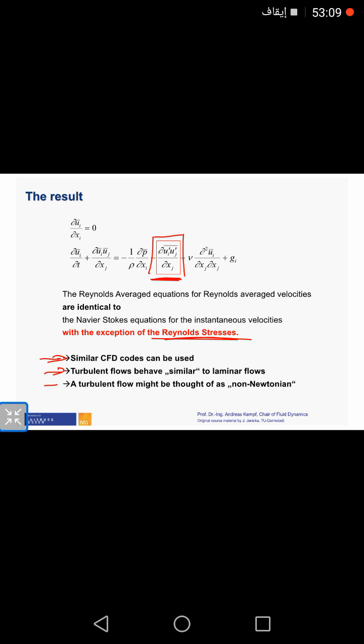In a way, you see that here we have an additional stress. This is a stress term, and here's an additional one. So our stresses no longer only depend on the velocity term here, but also on the fluctuations. So in a sense, we now have a different material law. It means that Reynolds stresses can be treated like a non-Newtonian fluid. So in a sense, a turbulent flow is a non-Newtonian fluid, okay?